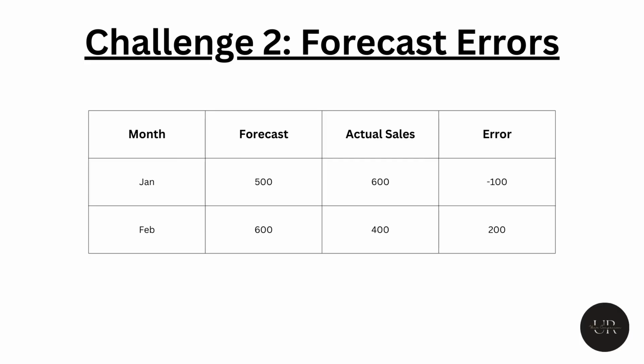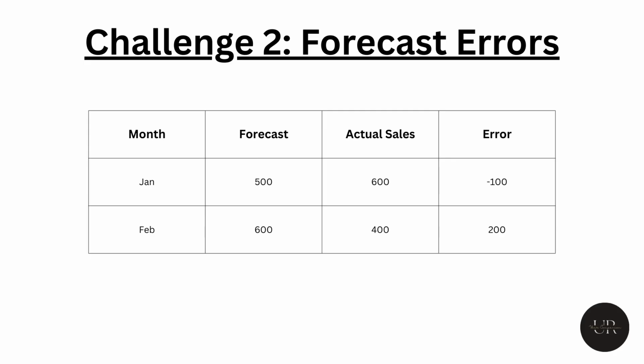So in this table, a positive error means there is an over forecast, that is, we produced more than what was needed. And a negative error means there is an under forecast because we couldn't meet the customer demand.